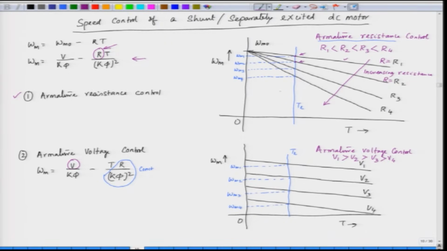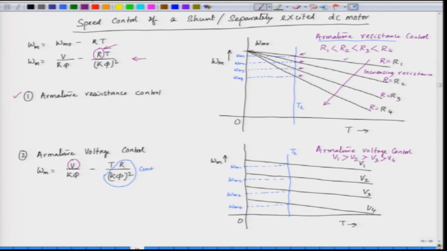So, the speed decreases, speed is in the y axis, the speed decreases. Now, when we increase the resistance and the resistance becomes R 3, the intersection of the motor characteristic with the load is here, and in that case the speed is omega m 3, it decreases. We further increase the resistance to R equal to R 4. So, the speed reduces here further. So, this is how we control the speed.